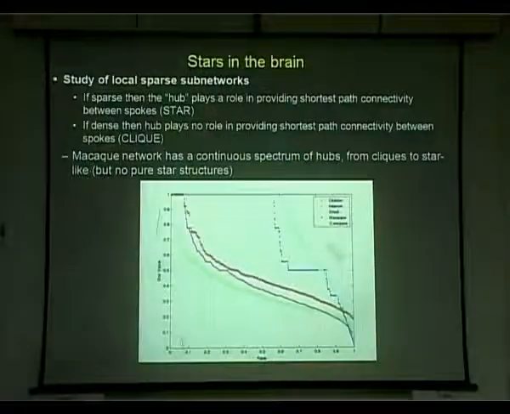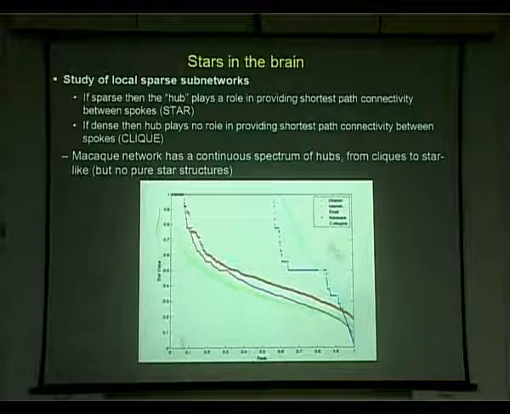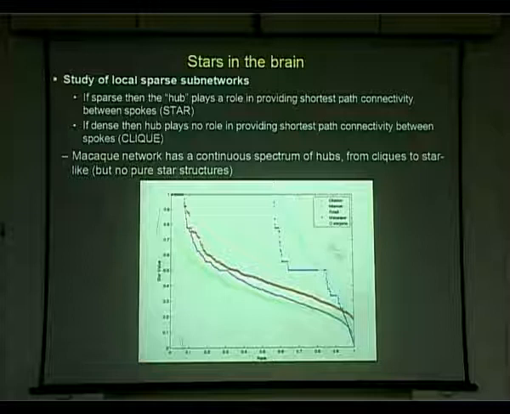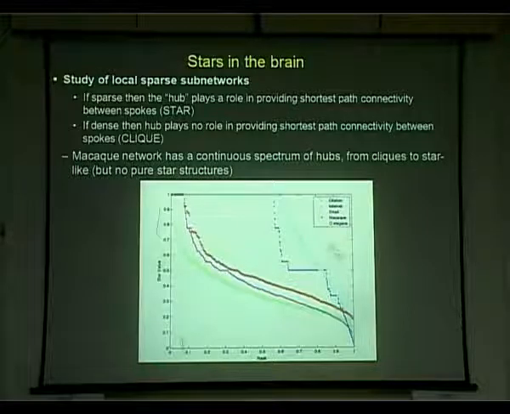The last thing is that in the brain there are no pure stars. There are cliques in the brain, but there are no pure stars, in the sense that there is no neighborhood where somebody is playing the role of enabling communication between others. So our conjecture is that it is true that the brain optimizes for violence, but it may also be true that the brain provides connectivity. It doesn't just optimize on violence, it enables connectivity when needed.